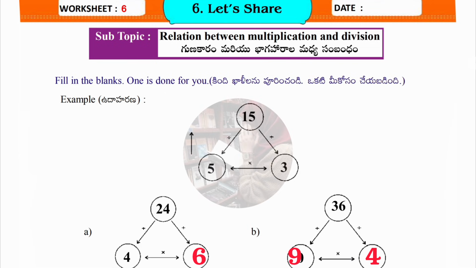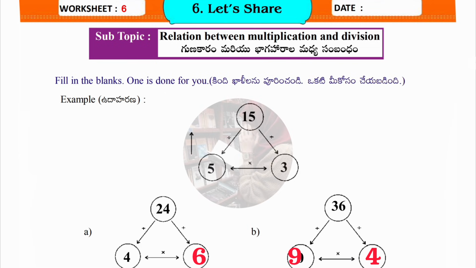Okay, next, the second one. Here 36 and 0 are given. So we can't divide and multiply with 0. If we multiply by 0, we will get 0 as the answer. If we divide by 0, we will get an undefined value. So it's a mistake here, guys, that's why please mark it correctly. You have to write down 9.